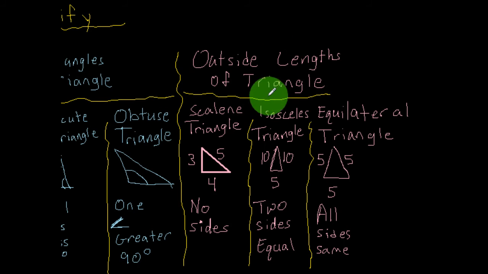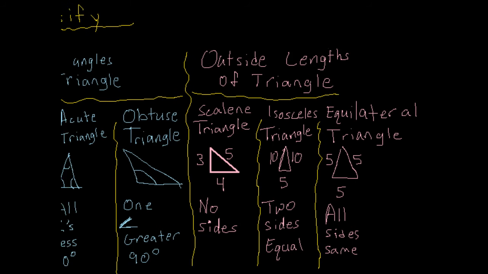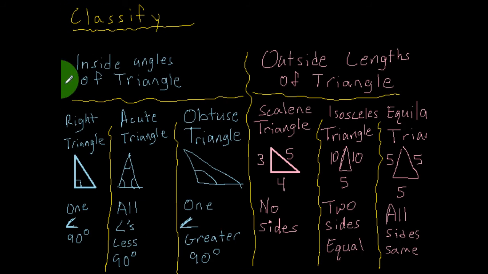Cool. So what we can see is that we can name or classify triangles based off of the outside side length of the triangle, or also the inside angle measures of triangles. And you're going to see in the future that you'll be able to take both the inside angle measures and the outside length of triangles and actually combine them.